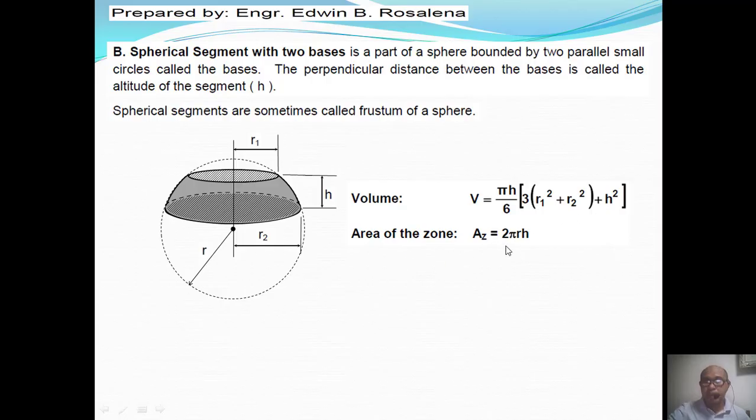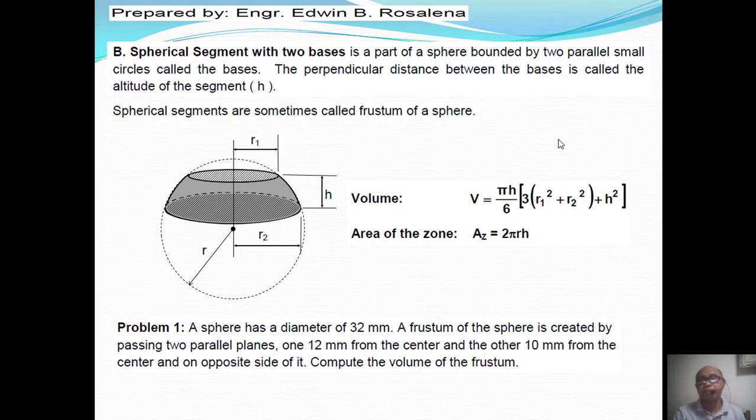Then, area of the zone. By the way, the solid is also called the segment, hindi ko na nalagay dito. The surface is also called the zone. Now, for the zone, we have the same formula, 2 pi rh, where, take note, r is the radius of the sphere. But here, r1 and r2 are the radii of the bases. So, small base, bigger base.